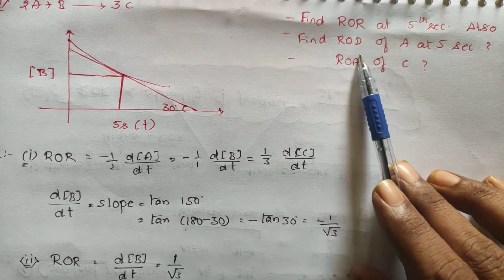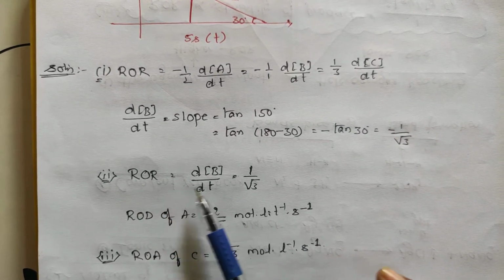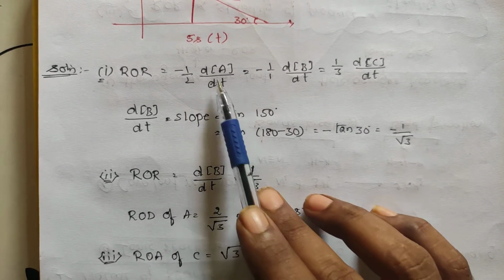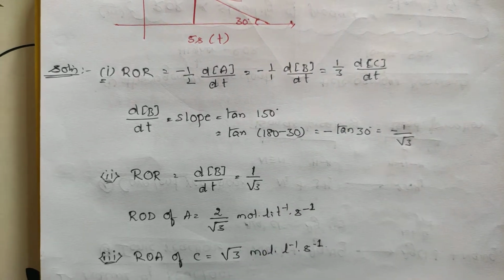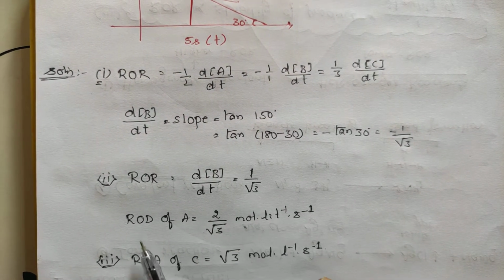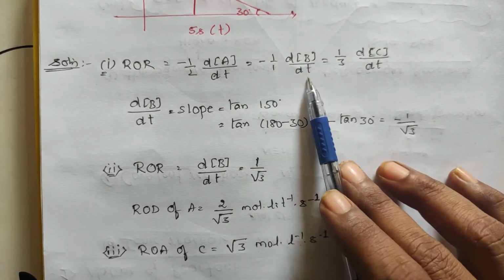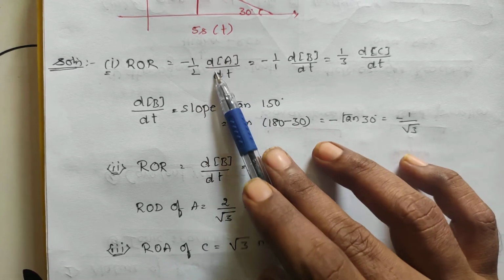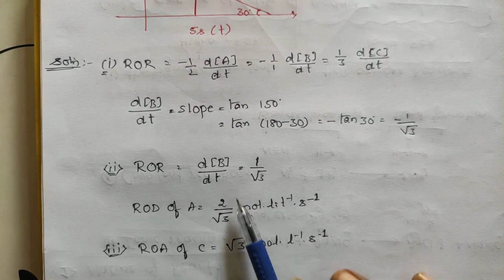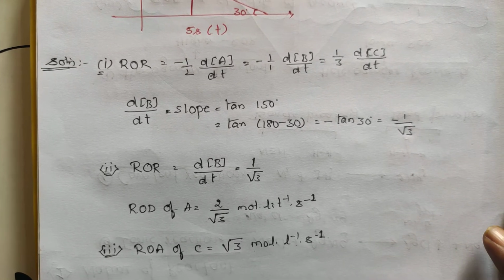He is asking the rate of disappearance of A at the 5th second. So the rate of reaction is dB by dt, which is 1 by root 3, because here also it is dB by dt only. Okay. And what is he asking? Rate of disappearance of A. So dB by dt is equal to 1 by root 3. He is asking dA by dt. If you send the 1 by 2 to this side, what happens? It becomes 2 by root 3. So the rate of disappearance of A will be equal to 2 by root 3.